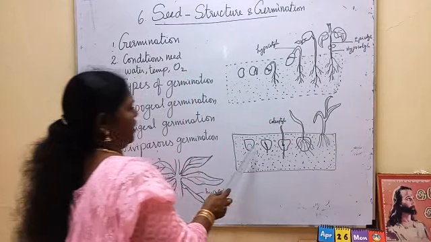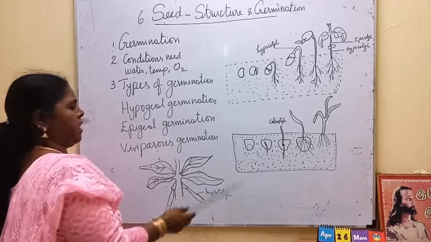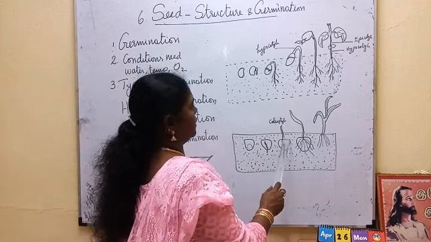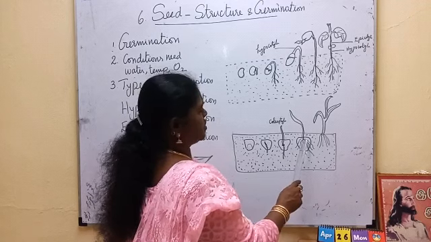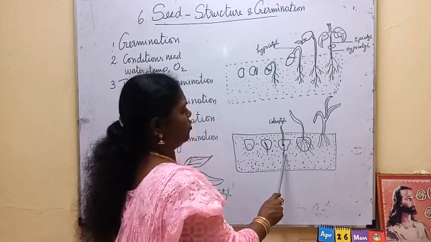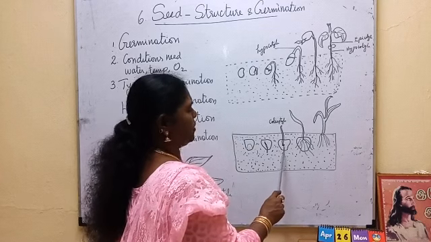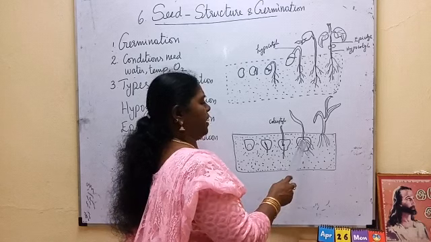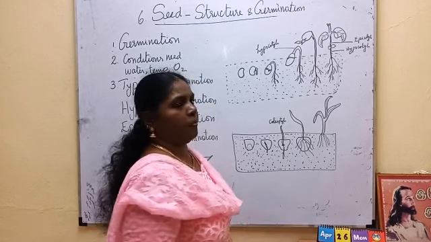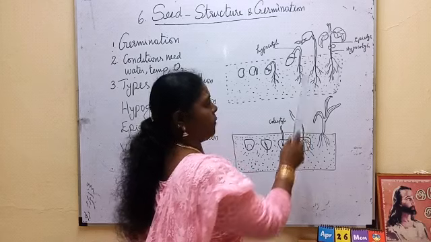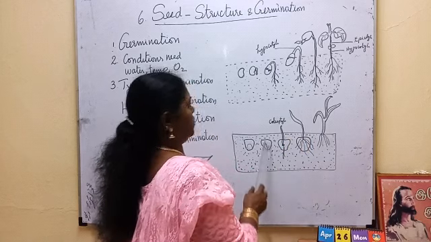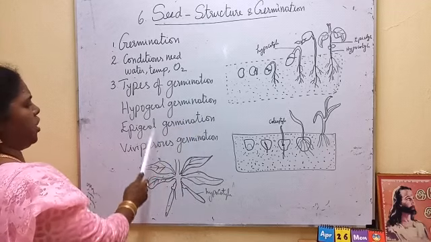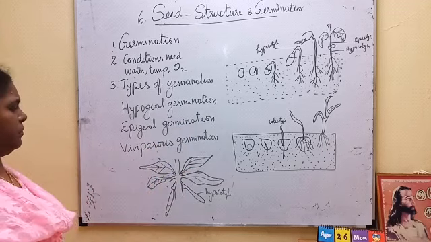Then here maize is an example for this hypogeal germination. Here the roots will be formed. First the radicle forms a rudimentary root. But here it is a monocot, so after that it will disintegrate and form a bunch of roots, a fibrous root system. Here in the dicot, it is a taproot system. So these are the two types of germination: hypogeal germination and epigeal germination.